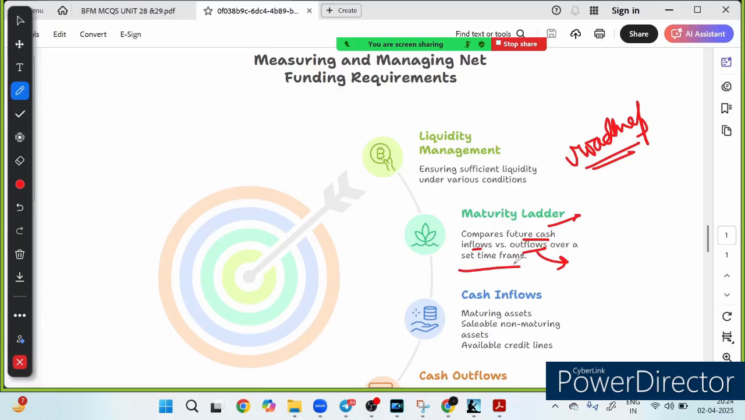This helps the bank understand when and how much money will come in and go out, so that they can plan ahead and avoid liquidity shortage. That is called the maturity ladder.